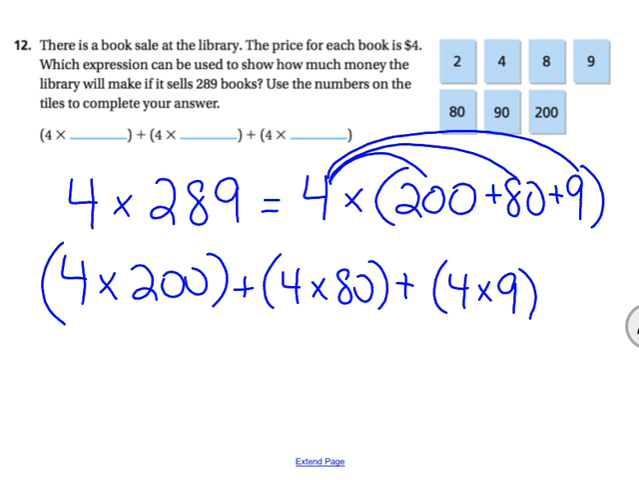So I'm going to play the matching game. So the first parentheses is 4 times blank. Well, my work shows 200. So that's the tile I'm going to use. Then my next parentheses, I have 4 times 80. So that's the other number I'm going to use. And my last partial product in my expression, I have 4 times 9. So I will use the tile that has the number 9 on it. And that is how we answer number 12.